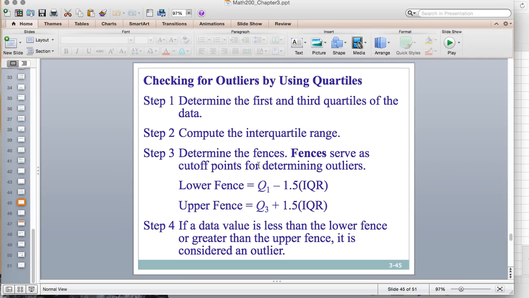Now, fences are just cutoff points for your outliers, and in order to find your lower fence, all you have to do is take your first quartile and subtract 1.5 times your interquartile range. And then for your upper fence, you take your third quartile and instead of subtracting, you add 1.5 times your interquartile range. And then if you have a data value that's outside of those points, so lower than the lower fence or higher than the upper fence, then it would be considered an outlier.